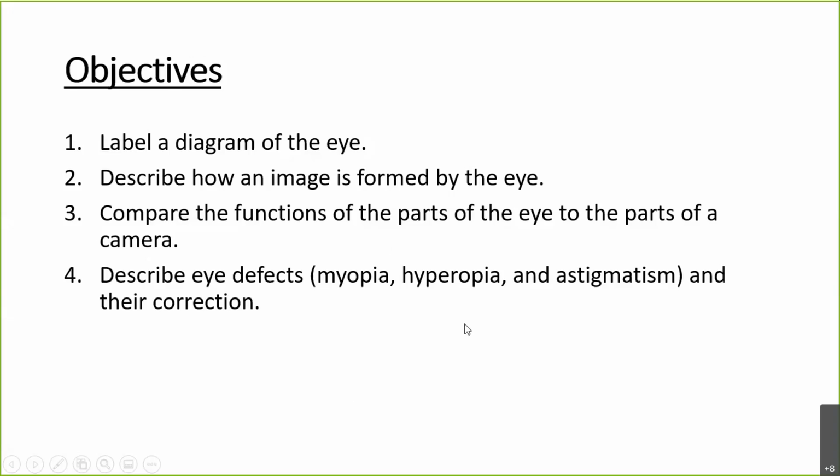So what we want to be able to do after today, we want to be able to label a diagram of the eye, describe how an image is formed by the eye, compare the functions of the parts of the eye to the parts of a camera, and finally describe eye defects such as myopia, hyperopia, and astigmatism, and how they're corrected. Okay.